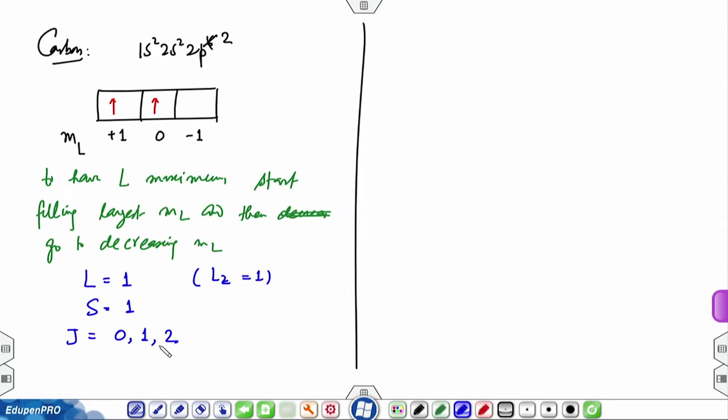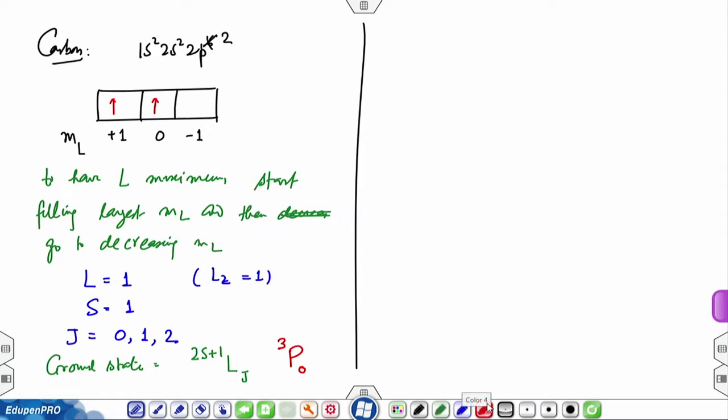What will be the lowest energy? This is less than half filled shell, because total number of electrons that can be accommodated in this are 6. There are only 2 electrons. So, lowest J value would have the smallest energy. So, ground state is going to be, this is written in the notation 2S plus 1, then the L term and J. So, in this case S is 1 and therefore, this is going to be 3, L is 1. So, it is going to be P and J is 0. That is the ground state. I will illustrate all 3 cases.